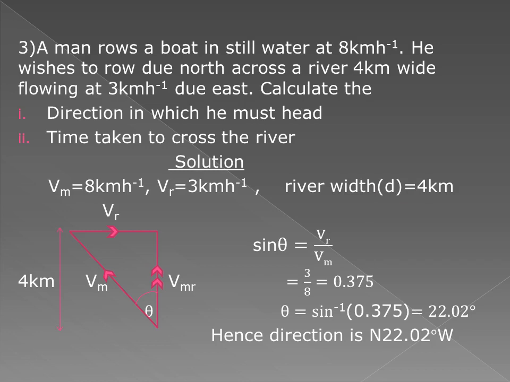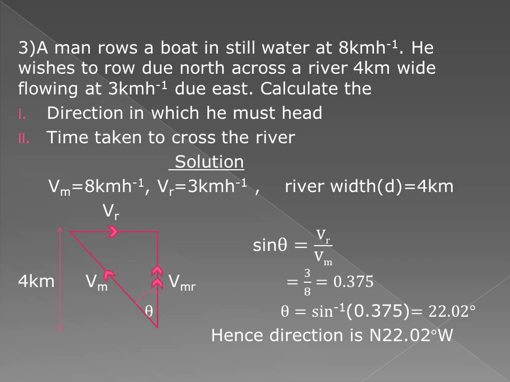Now we can draw a triangle to represent this motion, where VR points towards the east, and then also we have, since the man wishes to cross due north, he must take a direction at an angle to the bank. By this, the impact of the river will get him to a position directly across the river.